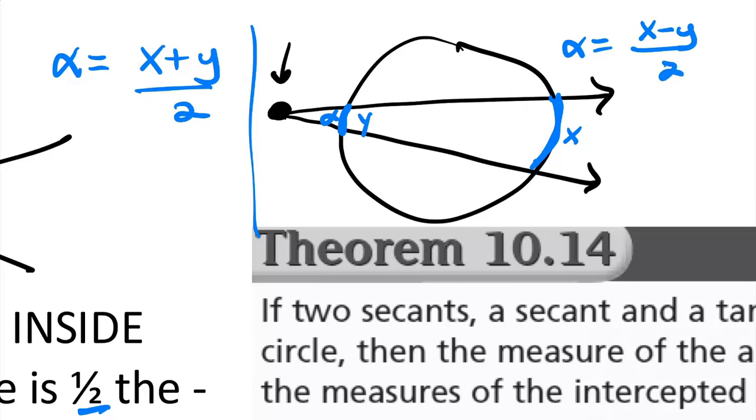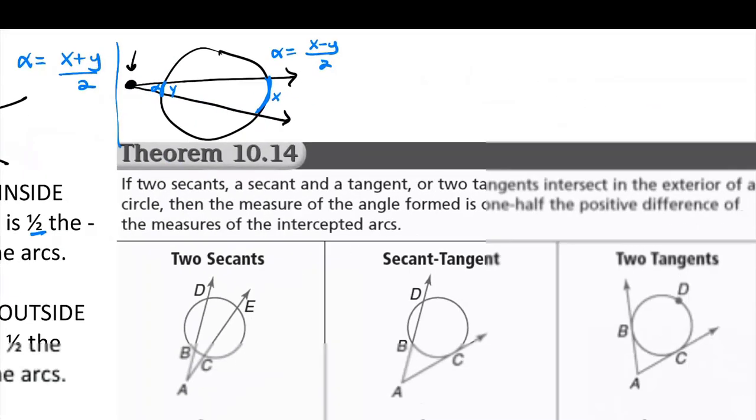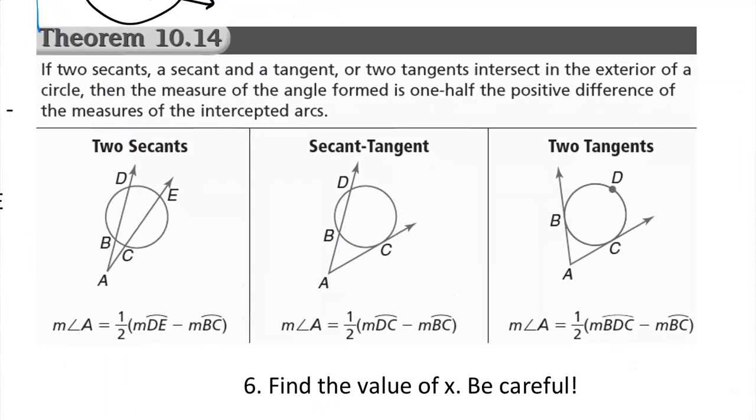So notice this: when they intersect inside, it's the sum. When they intersect outside, it's the difference. And really, all of these theorems are saying the exact same thing, whether they're two secant lines, a secant and a tangent line, tangent, secant, or two tangent lines.